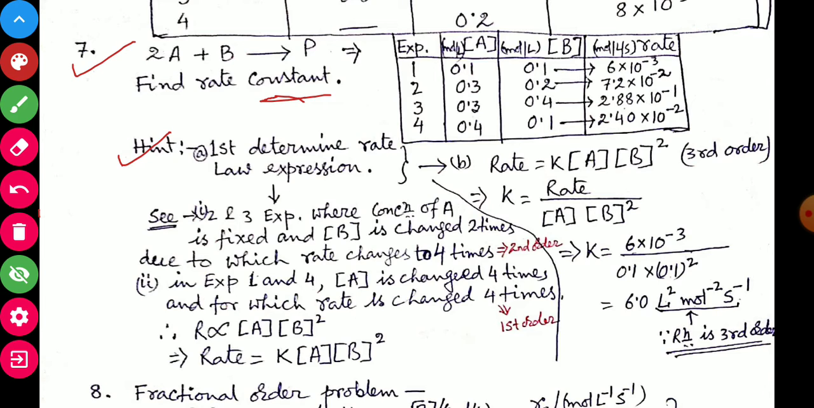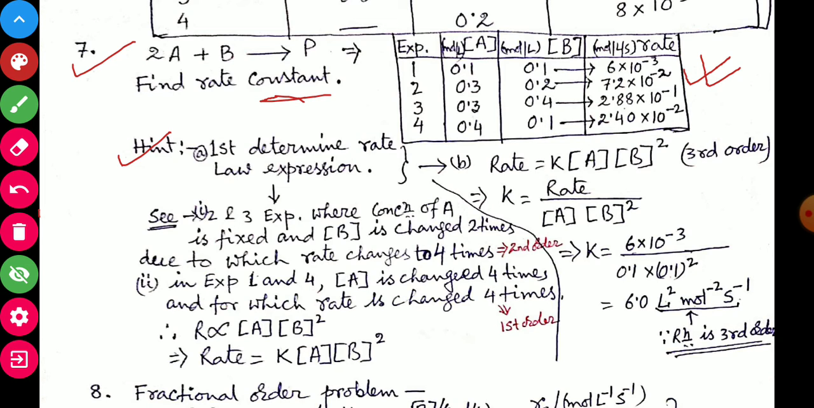2 and 3 experiment, concentration of A is fixed, but concentration of B is doubled, and the rate is 4 times. Hence, it is second order. Point number 2, in experiment 1 and 4, concentration of A is changed to 4 times, and the rate is changed to 4 times. Hence, it is first order.